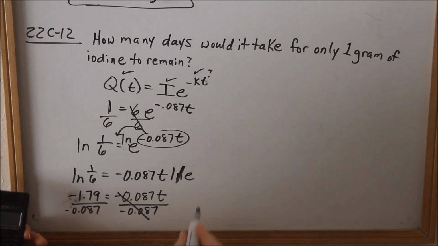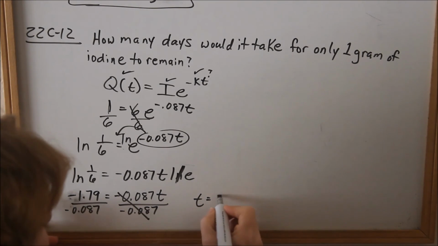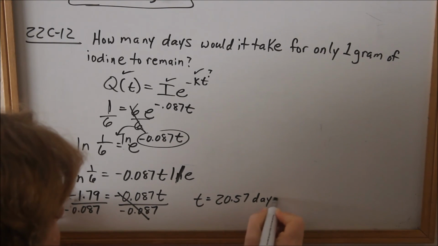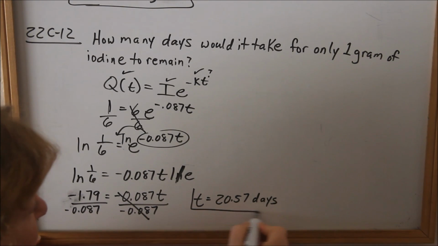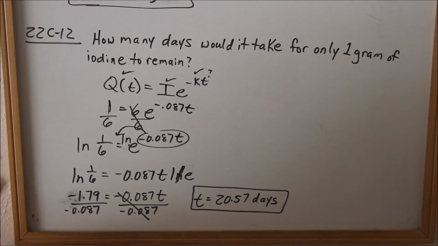So dividing that out, t comes out to 20.57 days. Again, I'm not sure if they're rounding to whole days or leaving it in decimal, but I'm going to leave it in decimal because that's more accurate. So basically, if you start with 6 grams of iodine 131, and you leave it decaying for 20.5 days, you're going to end up with 1 gram of iodine.